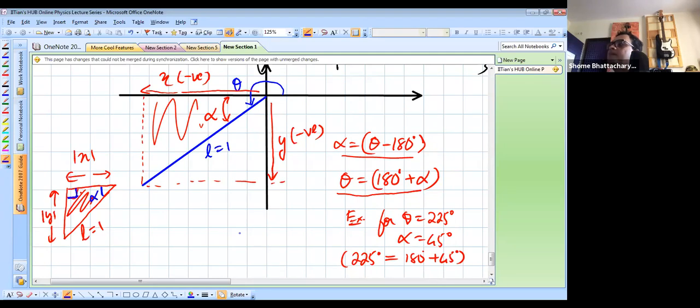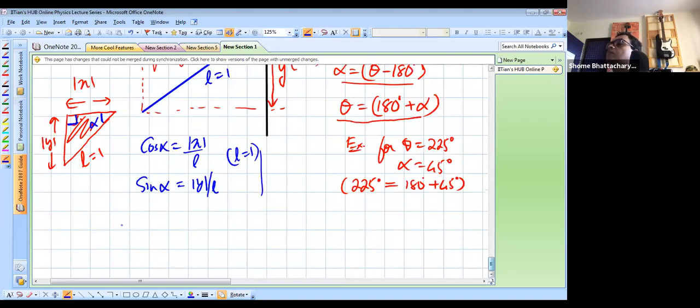Applying trigonometry for that triangle, what are we getting? We are getting cos alpha is mod x by L, sin alpha is equal to mod y by L. And we of course understand that L is unity in both of these. So from this set of formulae, we are getting mod x as cos alpha, and mod y as sin alpha.